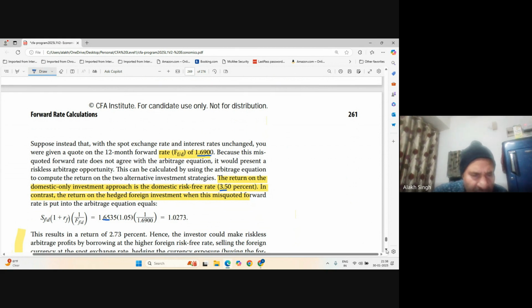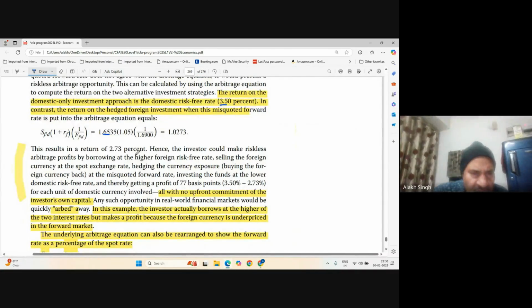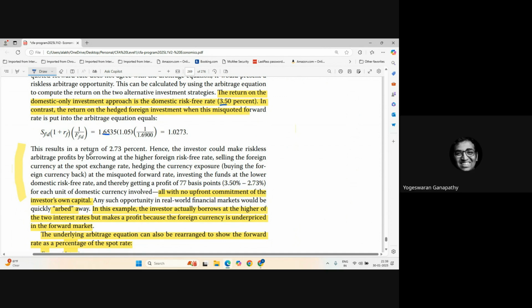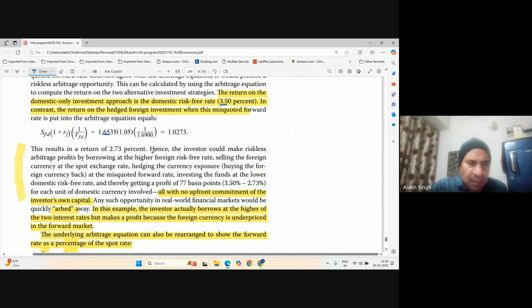It is nothing great here actually. Since it is a 2.375 return, and here the risk-free return is only 3.5%, there is a gain. Sir, but what is this? I'm telling you, this results in a return of 2.73% from arbitrage.